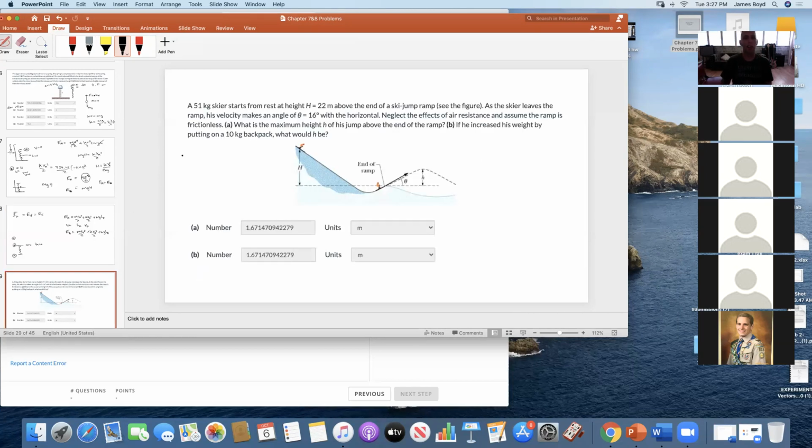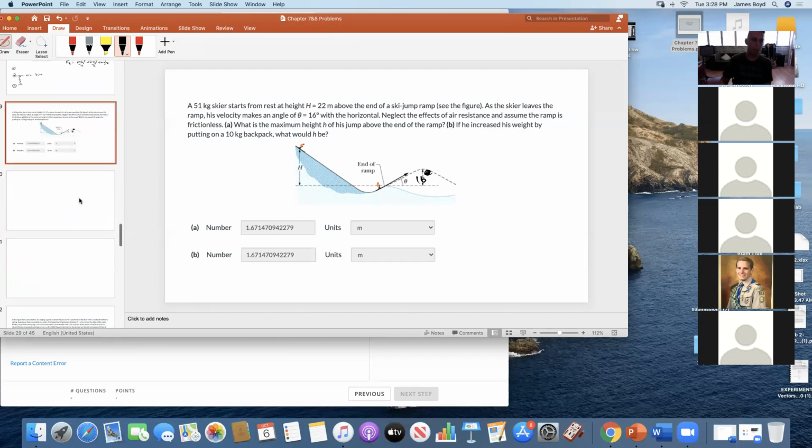Anyway, let's move on to a slightly more fun problem. This is exactly the truck problem again, except we're going in reverse of that truck problem. So we have a skier. He's going down a ramp. We're assuming at the end of the ramp, he's going to launch at some angle. As he leaves, they give us that this angle is going to be 16 degrees that he's going to launch from. So we need to find v when he launches and get the maximum height.